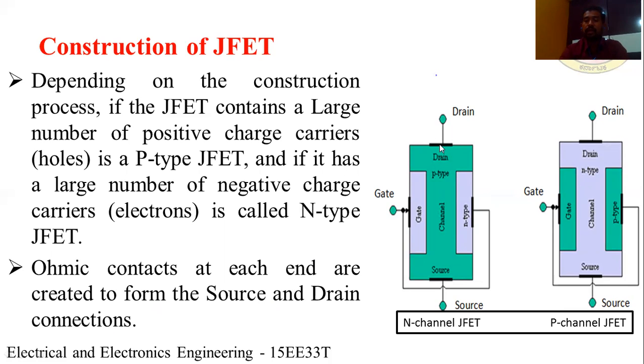Here, these are the ohmic contacts, which connect the ends of the metal terminal to the semiconductor layer. These ohmic contacts act as a junction for the conduction of current from semiconductor to metal or vice versa.